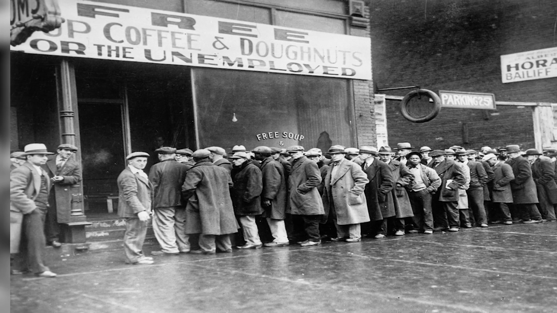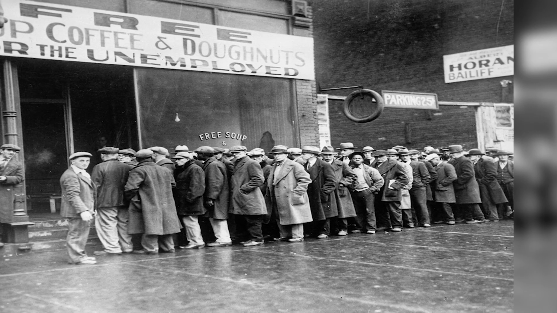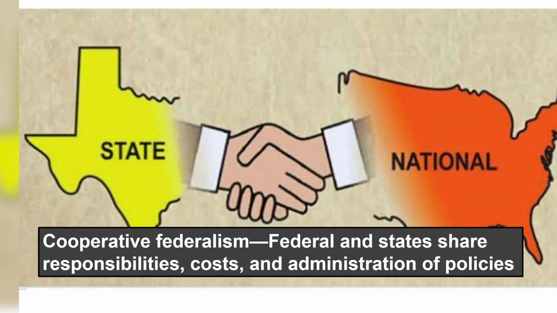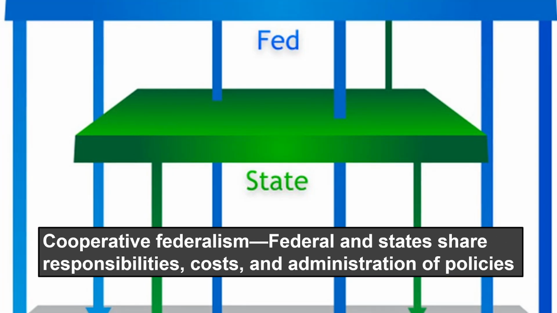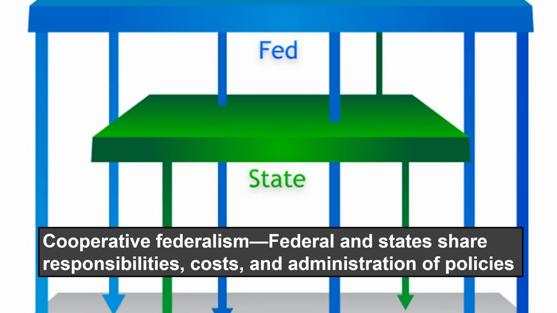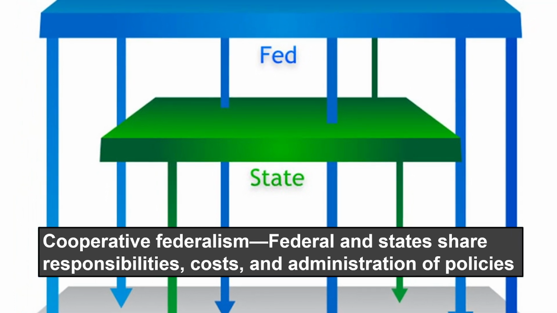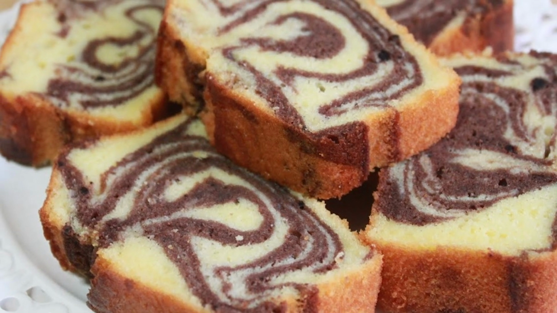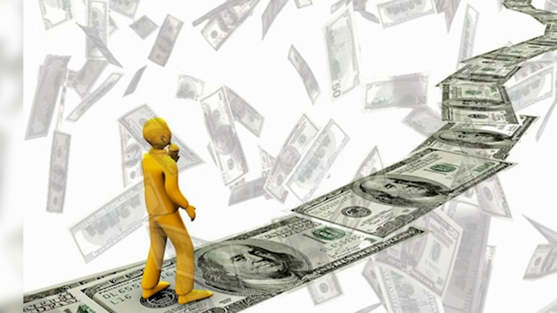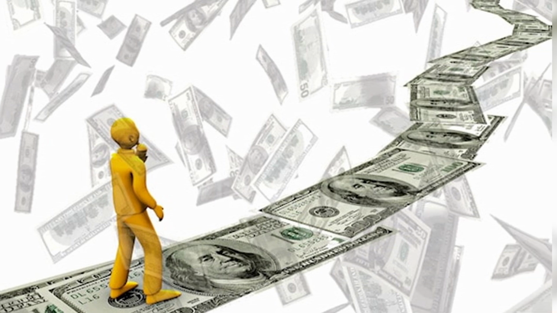But by the Great Depression and the New Deal, there was a shift towards cooperative federalism, where the federal government and states share their responsibilities, costs, and administration of policies. What's really happening here is that the federal government discovered a loophole, nay, a loop chasm, to increase its power. And like everybody already knows, when you want to know who has the power, you have to follow the money. Because that's what's really happening here.